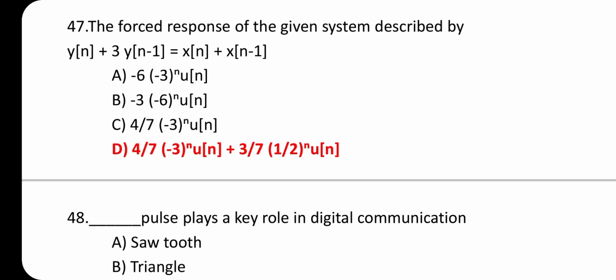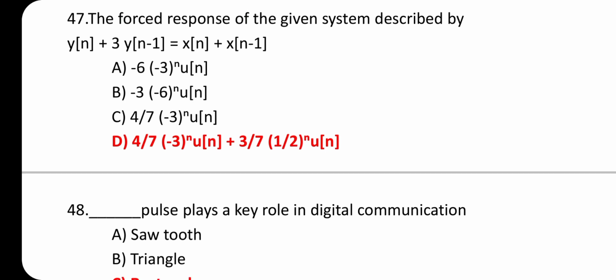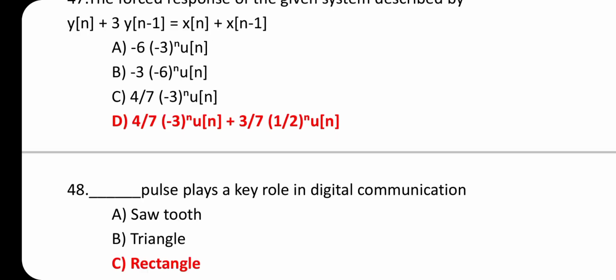47th question, the forced response of the given system described by y of n plus 3y of n minus 1 equal to x of n plus x of n minus 1. The answer is option D, 4/7 (-3) raised to n u of n plus 3/7 (1/2) raised to n u of n.